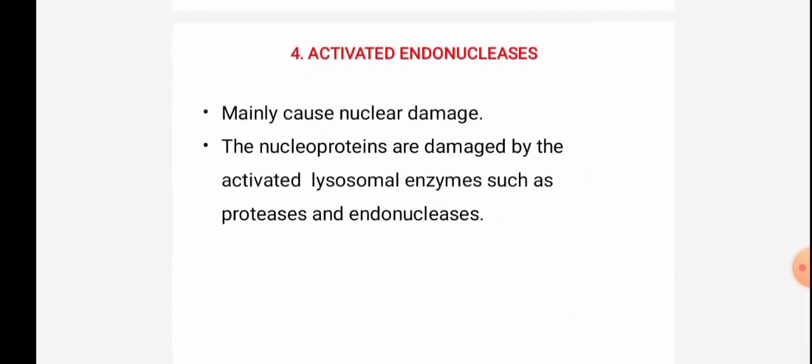The next process is activated endonucleases. It is mainly caused by nuclear damage. The nucleoproteins are damaged by activated enzymes such as proteases and endonucleases.